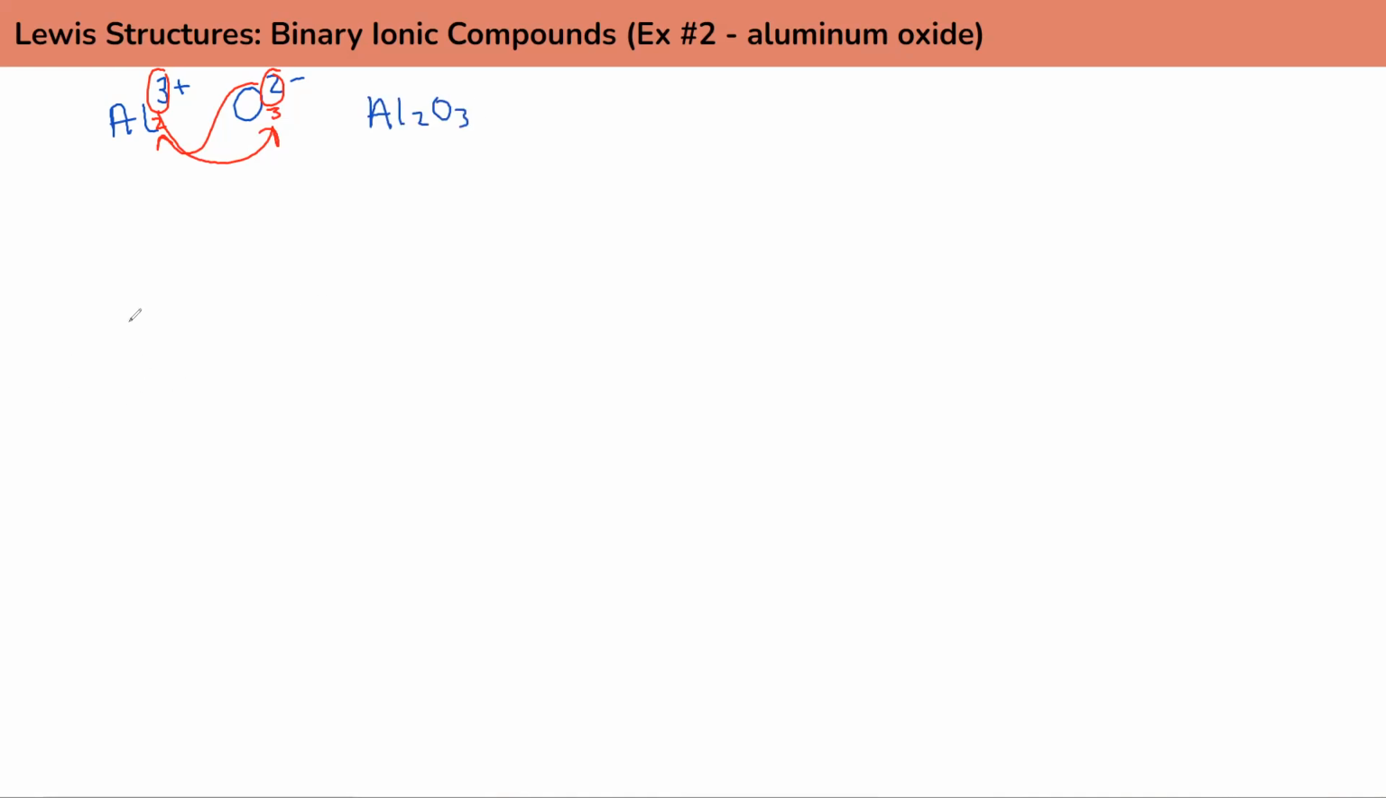So now I can start with my electron dot diagram. So I'm going to need 2 aluminums and 3 oxygens. I'm going to move that down just a bit. Now the electron dot diagrams, aluminum is a group 13 metal, so it will have 3 valence electrons. Both of them will have 3 valence electrons. Oxygen is a group 16 nonmetal. It will have 6 valence electrons.